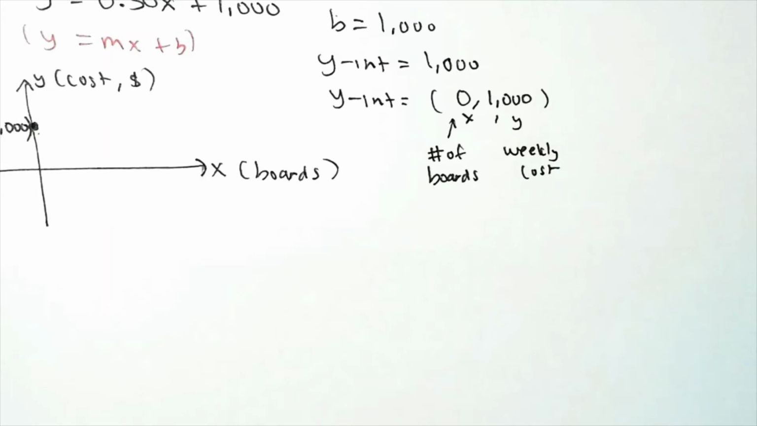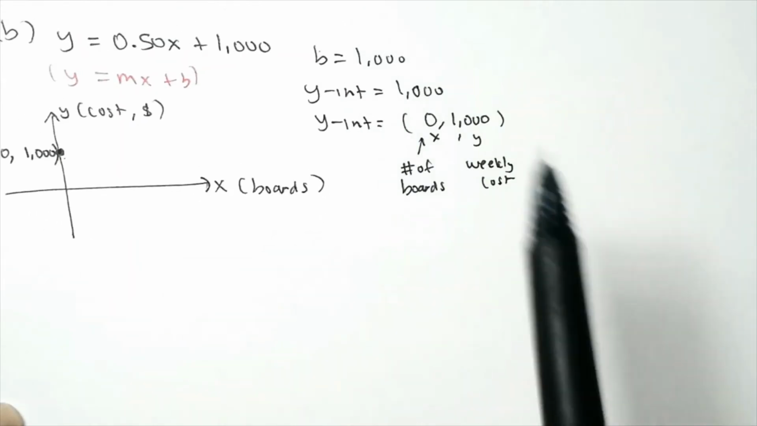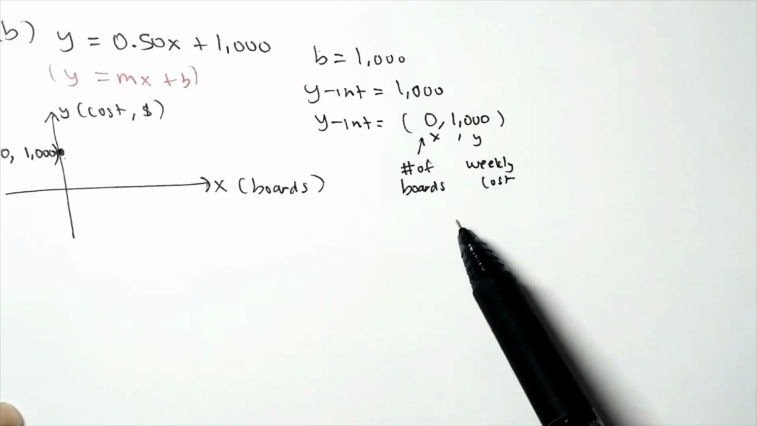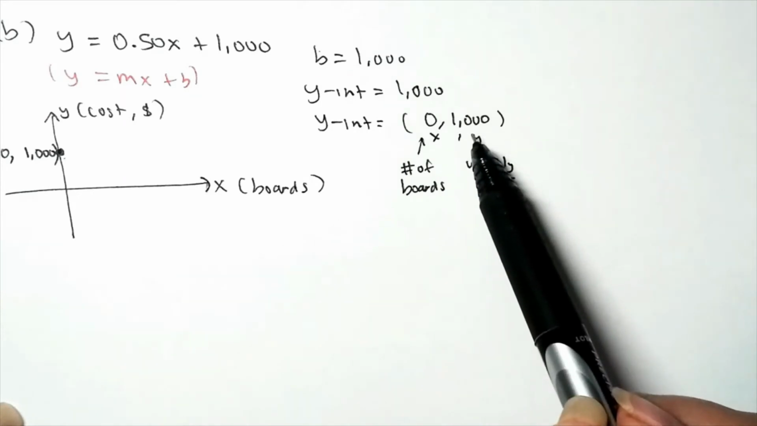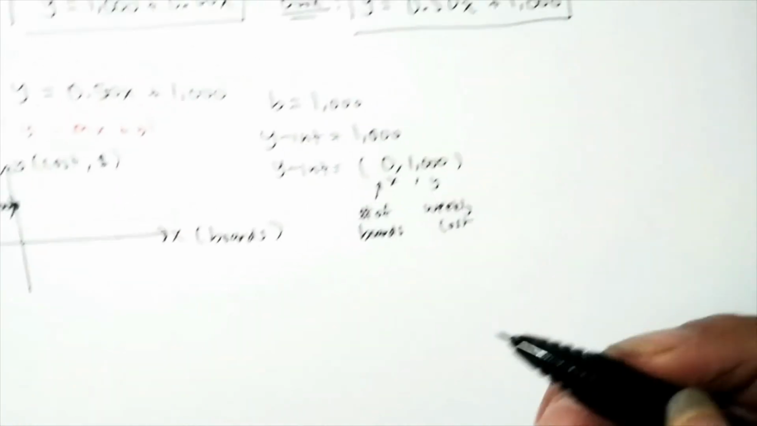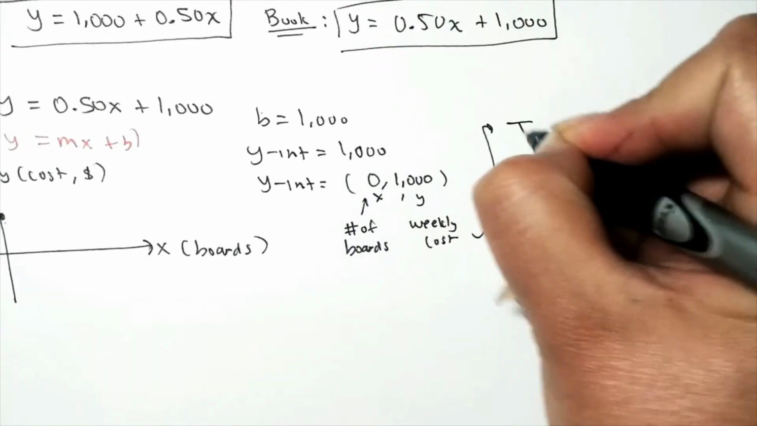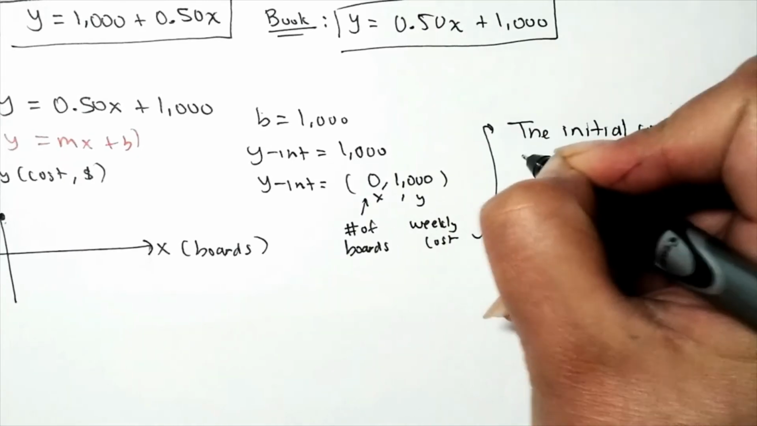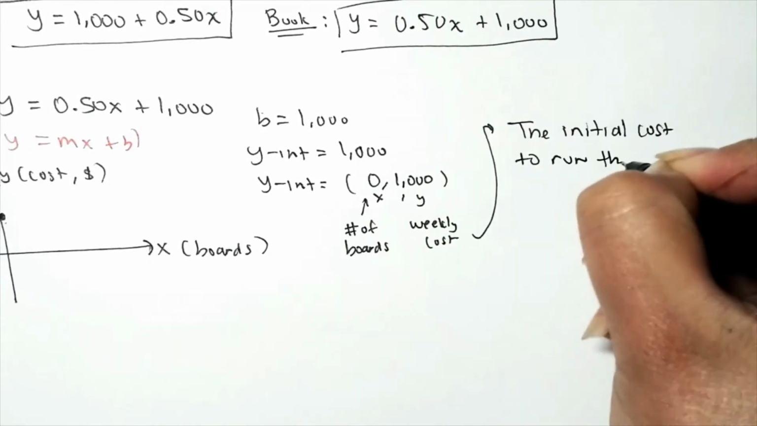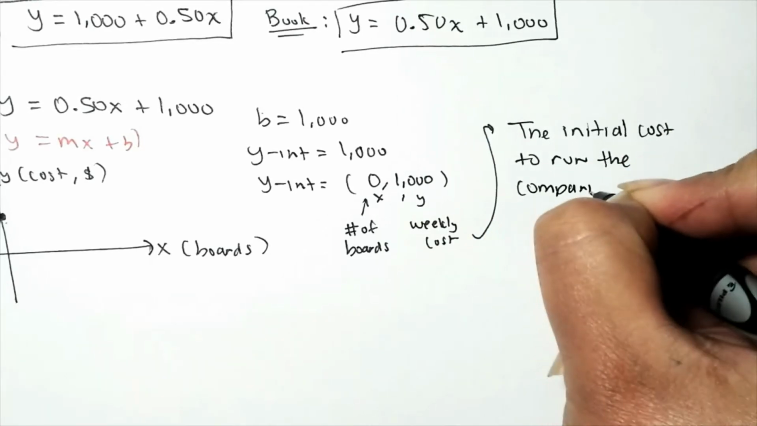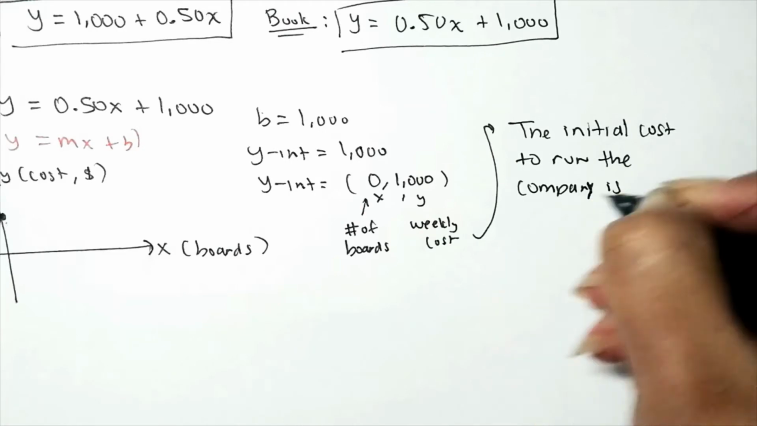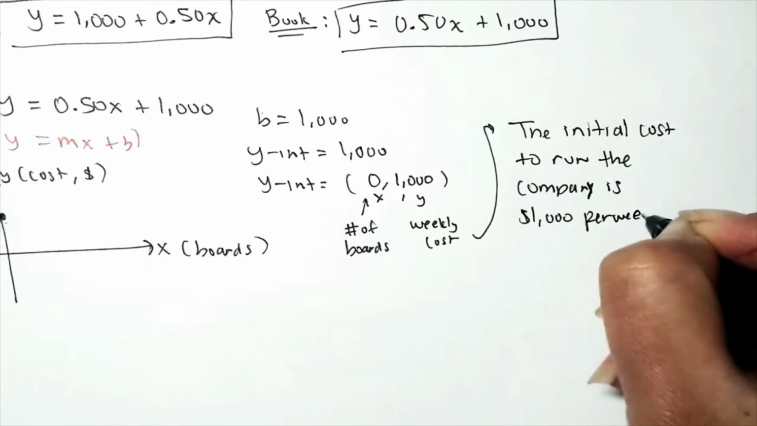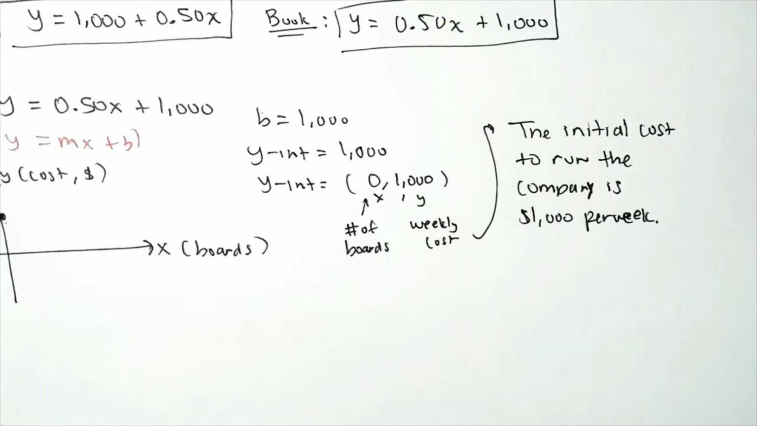Full credit for that. But I'm going to write that a little bit more concise. Even if we don't make anything, we still have to dish out this. So I'm just going to say that the y-intercept tells us that the initial cost to run the company is $1,000 per week. Oh my goodness, my writing is getting worse.